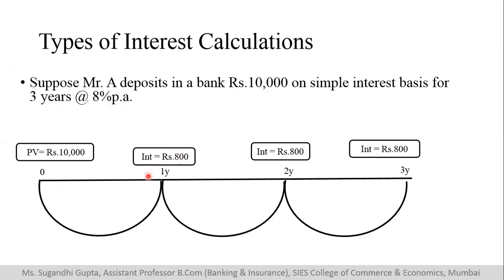It means at the end of each year, the person is getting an interest on the principal amount itself. He is not getting any interest on the interest that he has earned. Maybe at maturity he will get all these 800 rupees together, that is 2400, along with this 10,000. So that's how simple interest is calculated, and the formula is principal into number of years into the rate of interest.